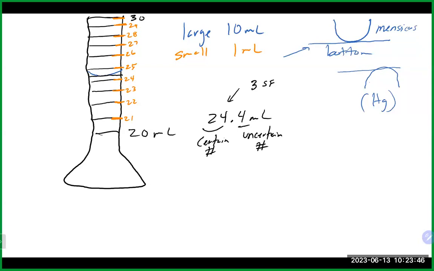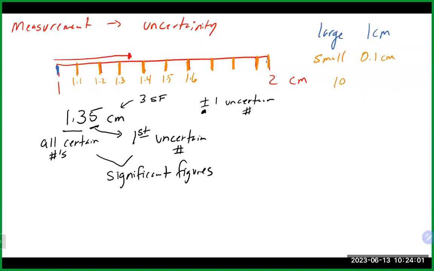In most cases, you could take the reading to one more place to the right of the smallest marking. In this case, our smallest marking was 1, and we were able to take the reading to one more place to the right of the smallest marking. Here, our smallest marking was 0.1, and we were able to go one more place to the right of the smallest marking.